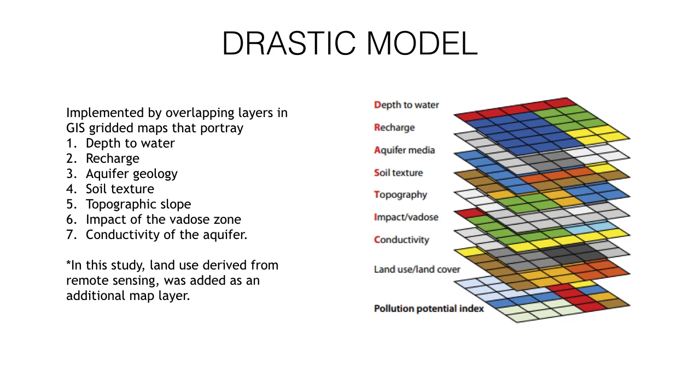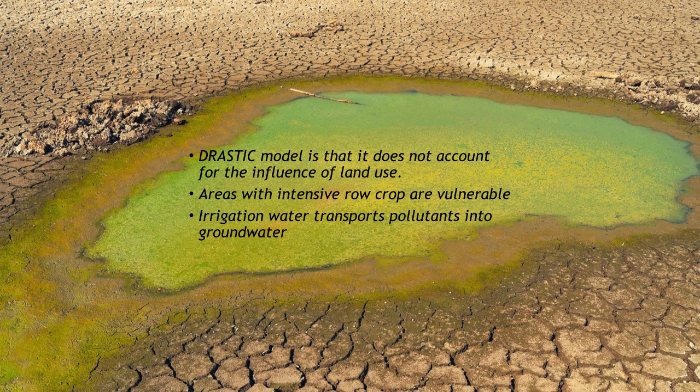In this study, land use derived from remote sensing was added as an 8th layer to the map. The reason this is important is because a shortcoming of the DRASTIC model is that it does not account for the influence land has on groundwater pollution. Areas with intensive row crops are especially vulnerable since irrigation and water transports pesticides and harmful nutrients back into the groundwater.